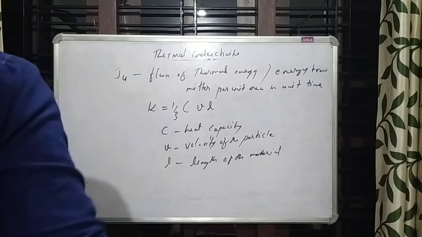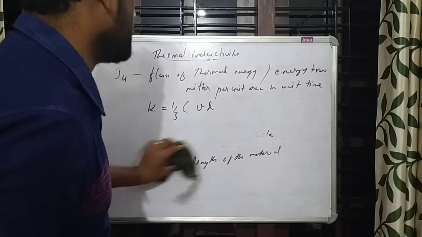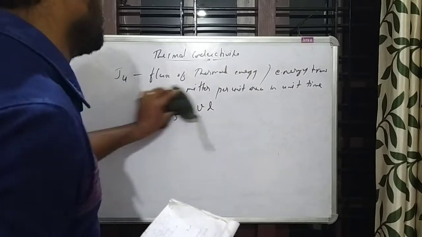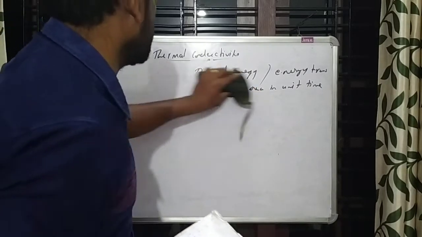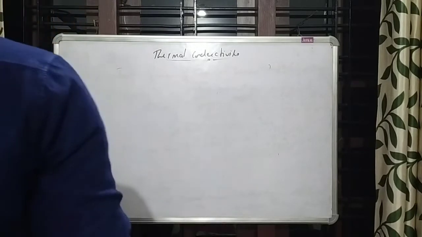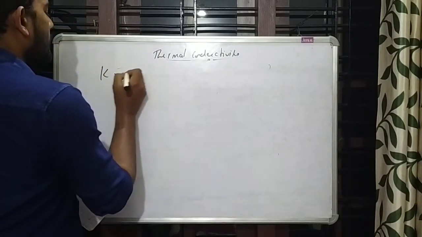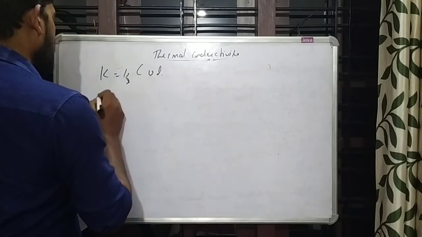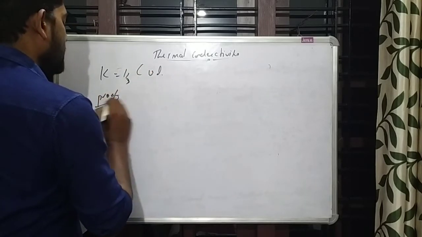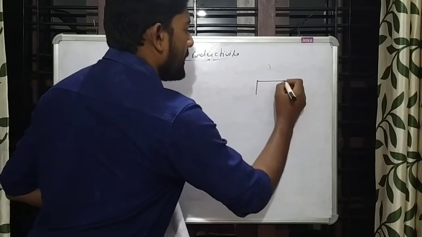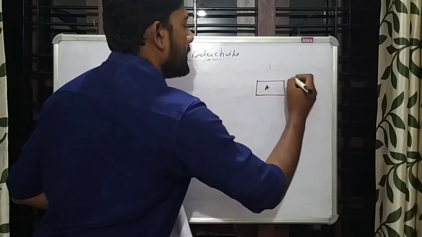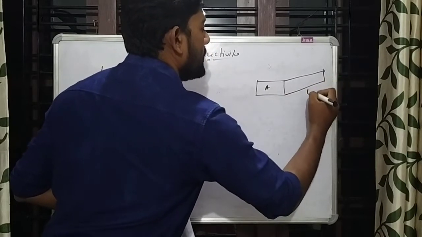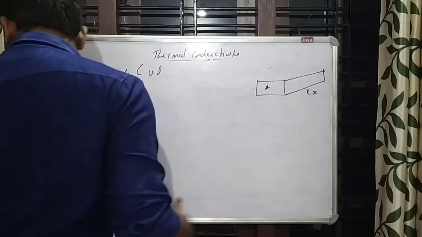Let us consider a solid bar here. I will provide the proof that K is equal to 1 by 3 CVL. The proof is this one. Let us consider a solid bar having an area of cross section A and a length L, and we are taking this in the x direction.